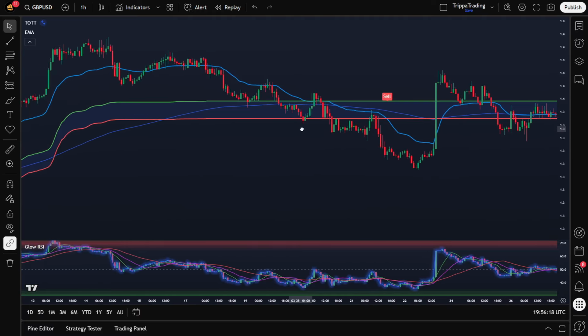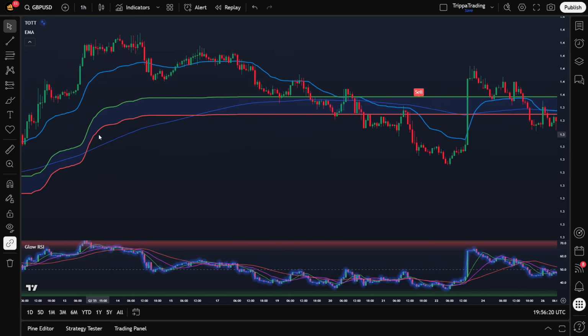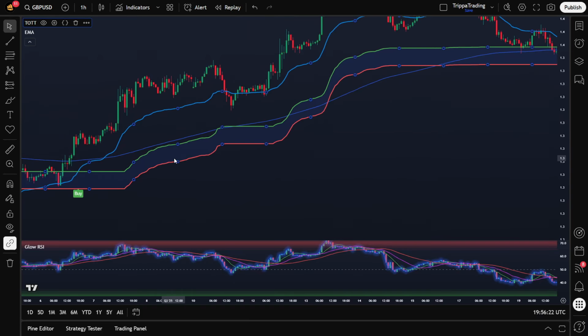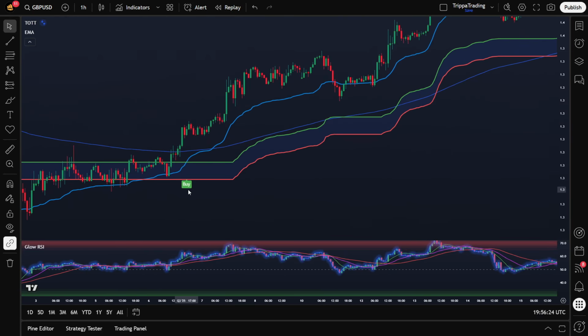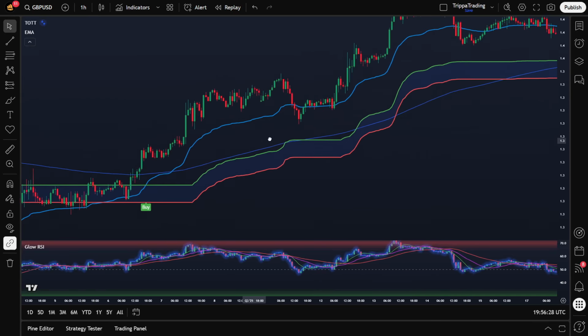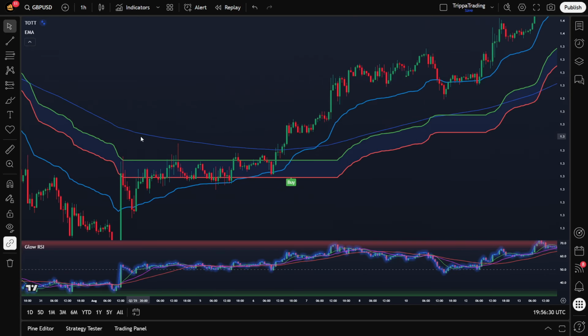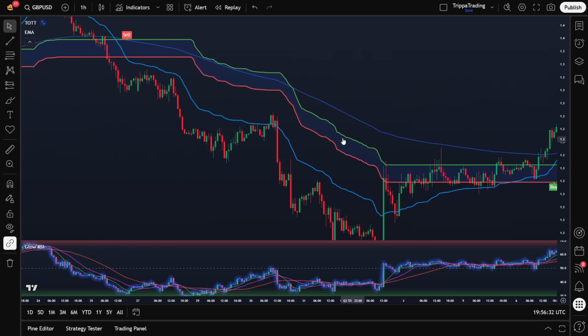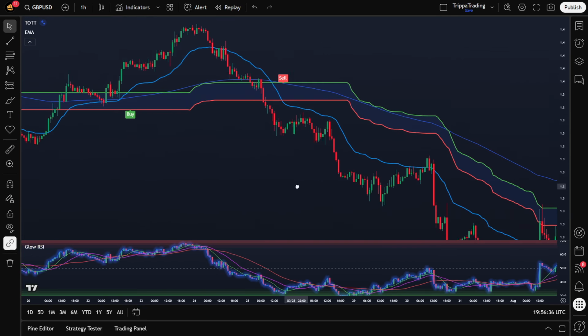One last tip, the OTT signals can also help you scale in or out of trades. If you're already in a buy and it prints another buy signal while RSI is still strong, that's a continuation. You can add to your position or trail your stop behind the OTT band. The same applies in reverse for sells.